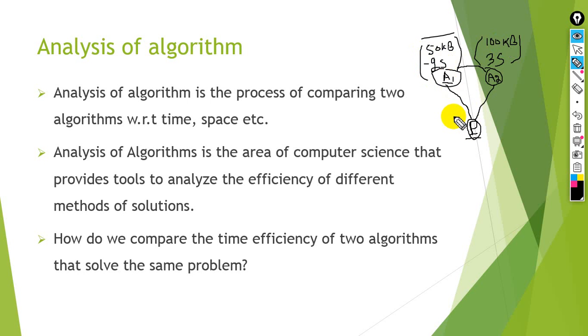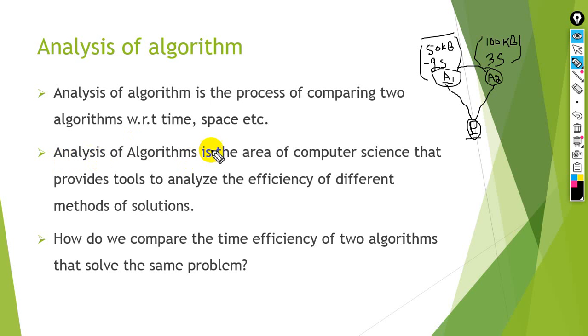So our task in analysis of algorithm is to find the time and space, and we will select the algorithm which has good performance. Okay, so this is the analysis of algorithm: we are comparing two algorithms solving the same problem with respect to time and space.